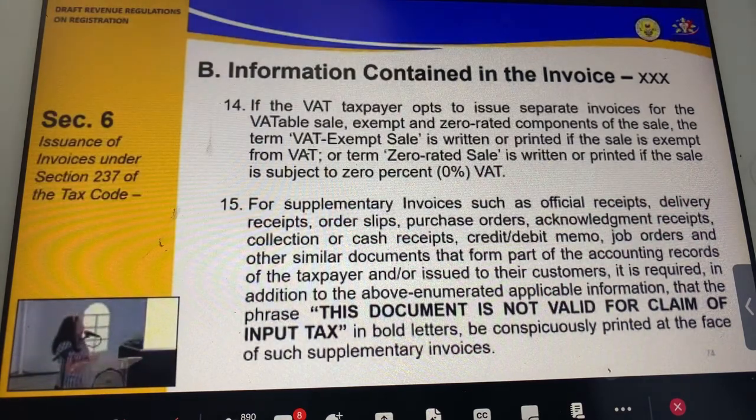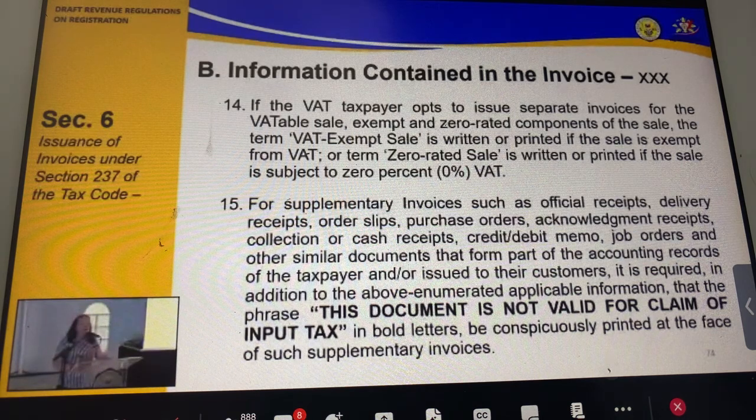Then, if the VAT taxpayer opts to issue official receipt, issue separate invoices for each. Na-explain ko na din po kanina ito. Kung gusto mo kanya-kanyang set ng invoice, isang set for VAT exempt, isang set for 12%, isang set for zero rated, that's the option of the taxpayer. Specifically, for those who are engaged in mixed transactions.